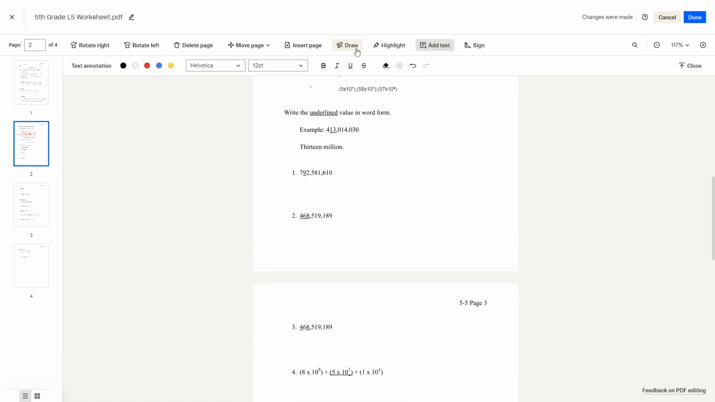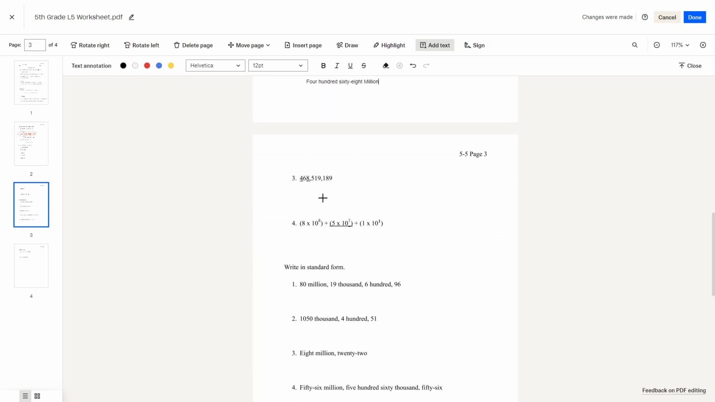Write the underlined value in word form. To find the underlined value in word form, all you need to do is count up the different place values. Here you can see that the place value here is in the 10 millions. So this would be 90 million. These three here, 100 millions, 10 millions, millions. This number in total will be 468 million, because that is where it is in place value.